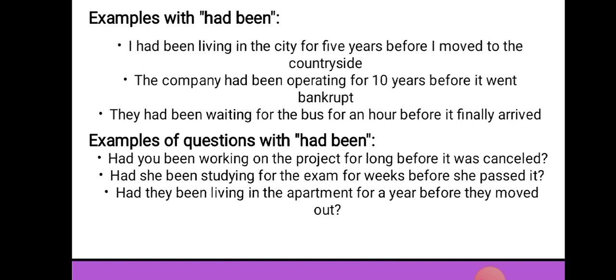Examples with had been. In the examples with the auxiliary verbs had and been, we can see the subjects I and they, with the main verbs studying, playing, watching, always adding ing to the verb. Examples of question with had been: here you can see example in the form of a question using had been.